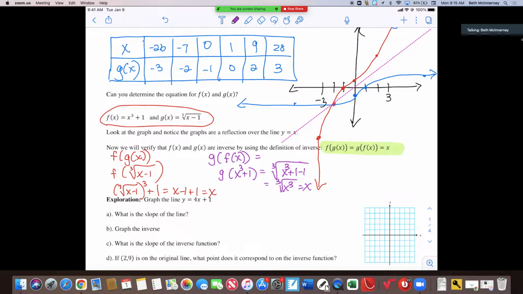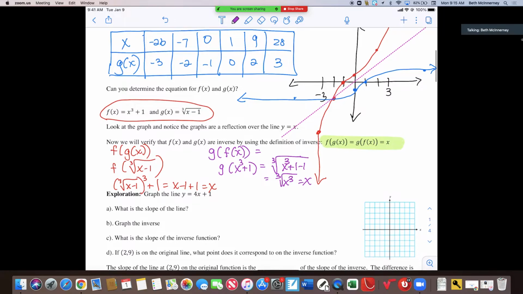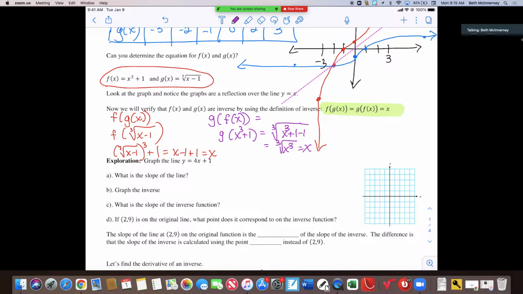Because what you learned back in Algebra 2 is in order for f and g to be inverses, f of g of x has to equal g of f of x, and they both equal x. All right, so that's a little Algebra 2 review. So now let's go through an exploration.